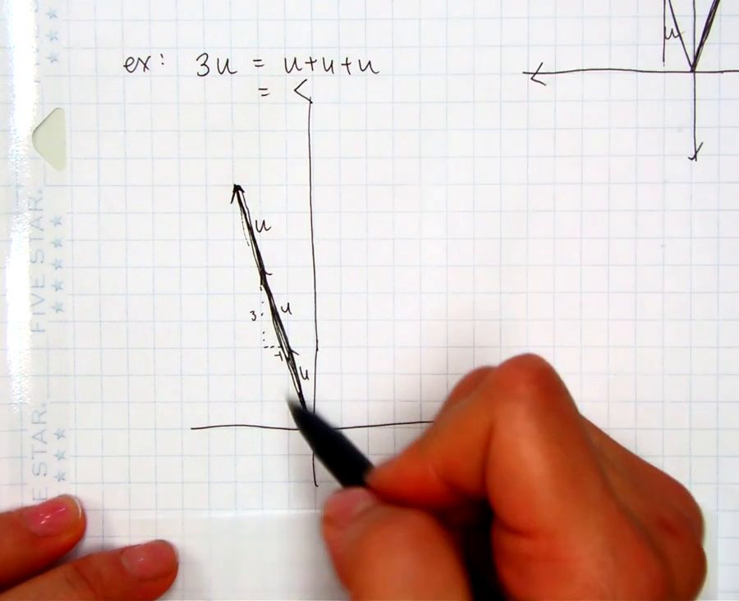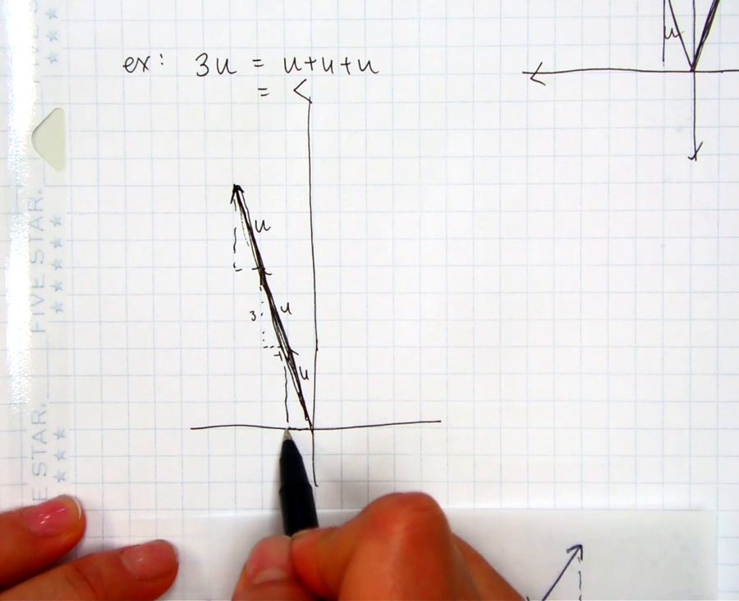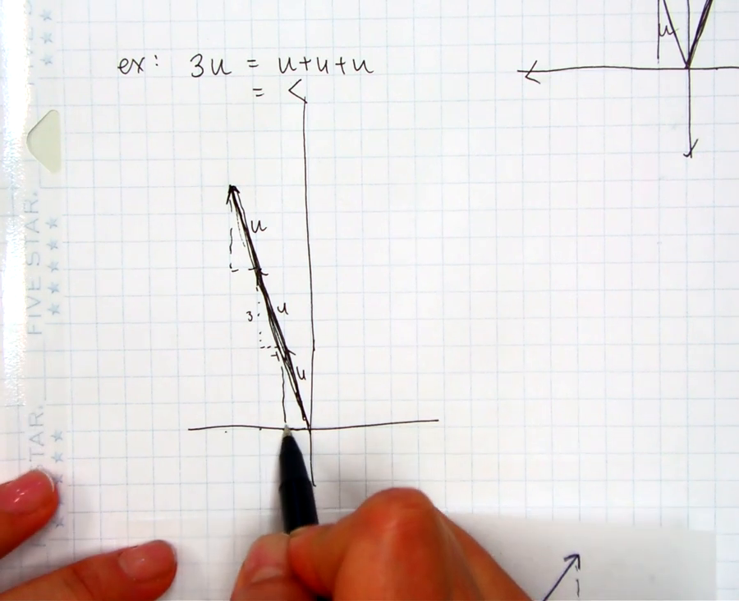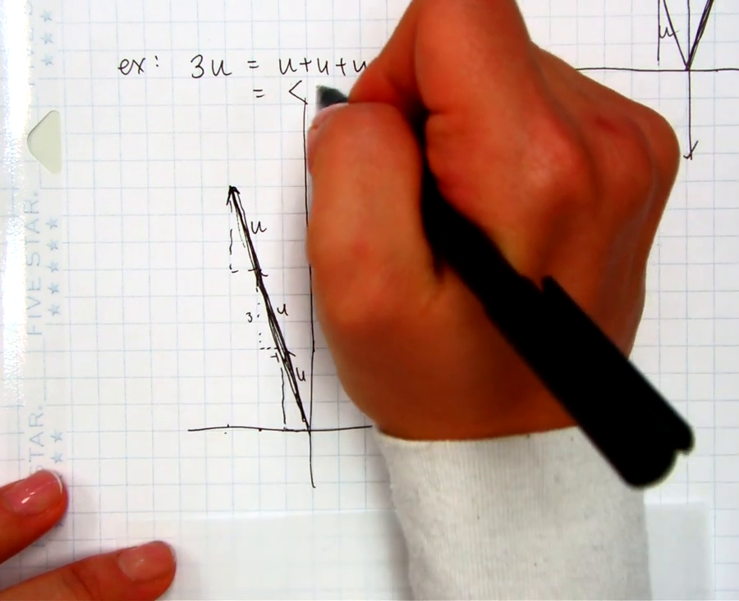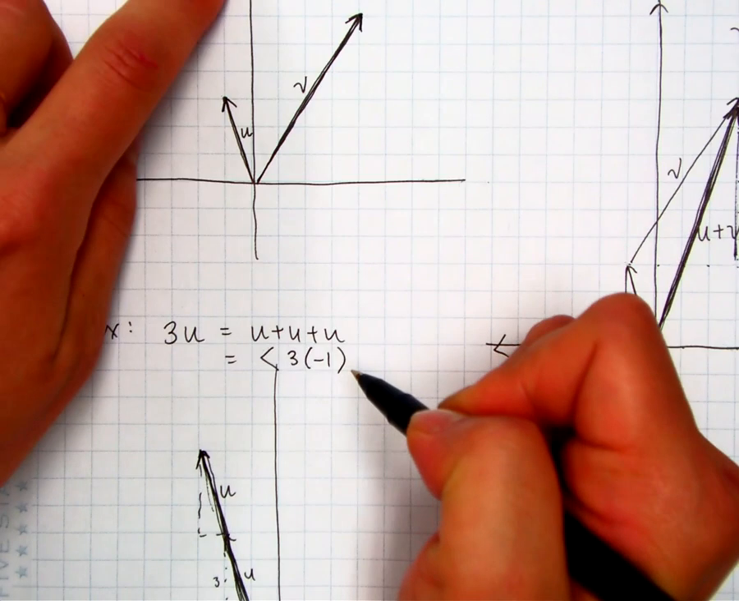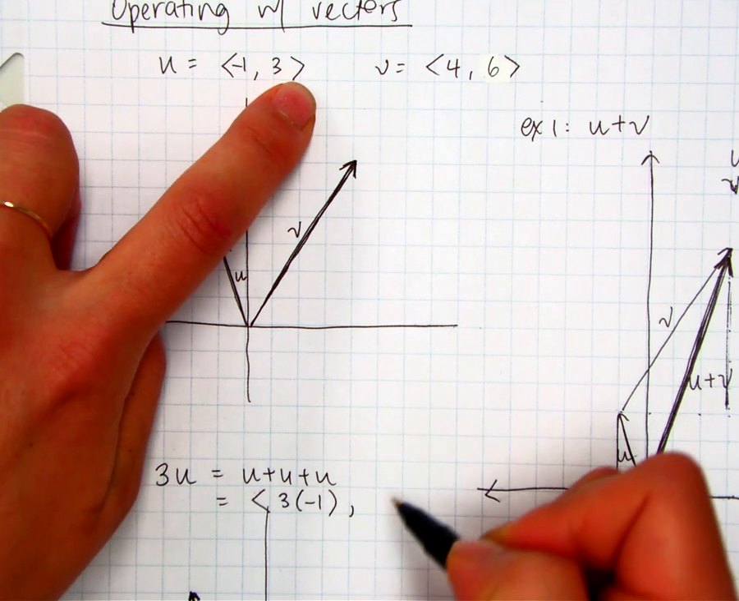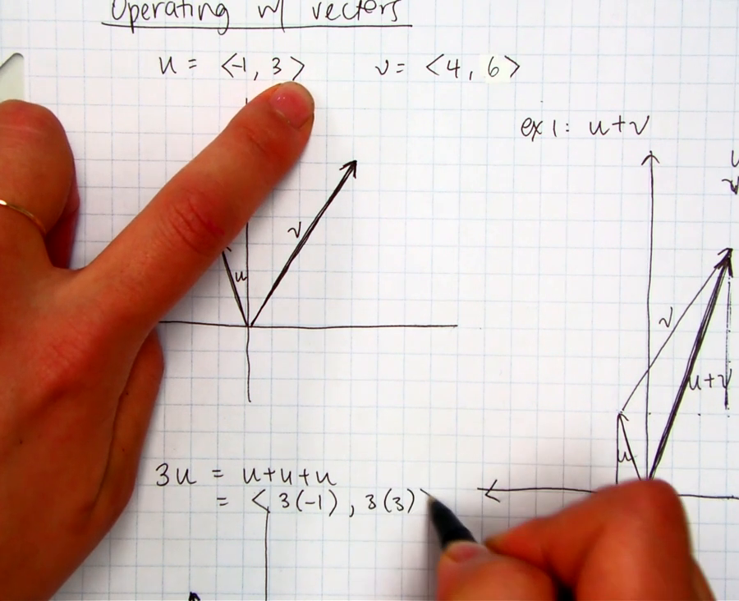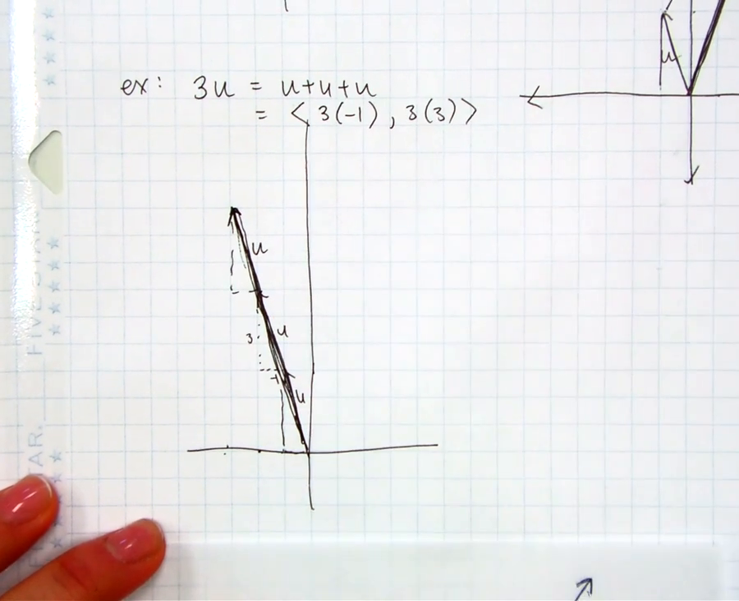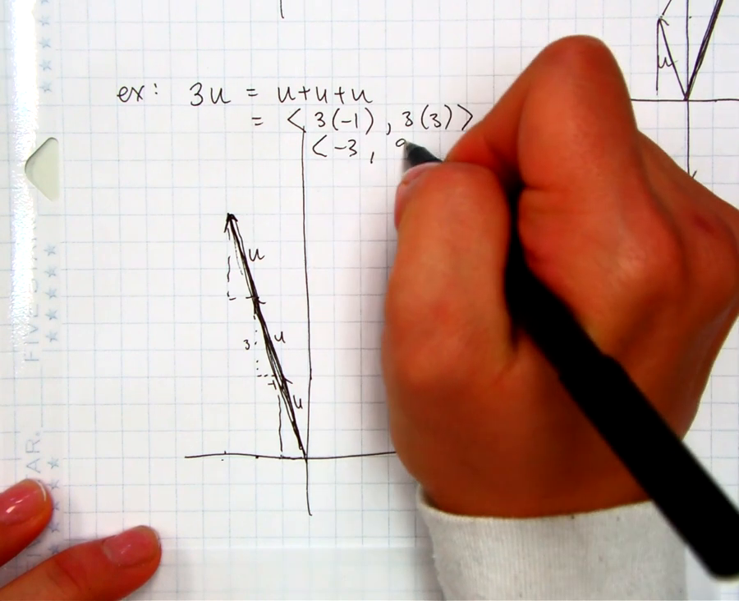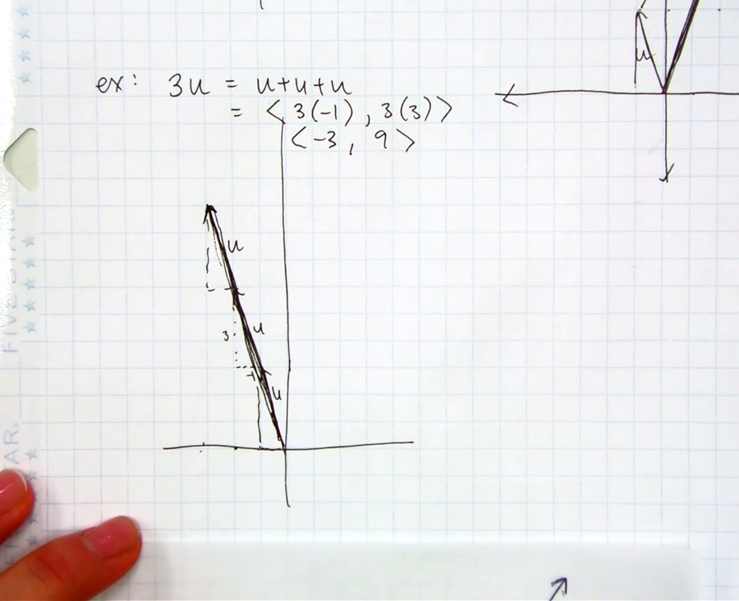3u is going to equal 3 times the vector -1, right? It's going to go -1, another -1, another -1. So it's going to go -3. So it's 3 times that -1 from up here. And then it's going to go 3 times the vertical distance. So it's going to go up 3, 3 more, 3 more. It's going to be -3, +9. Easy enough.